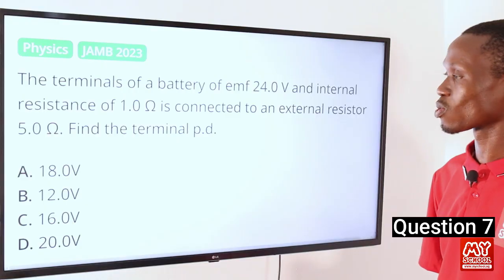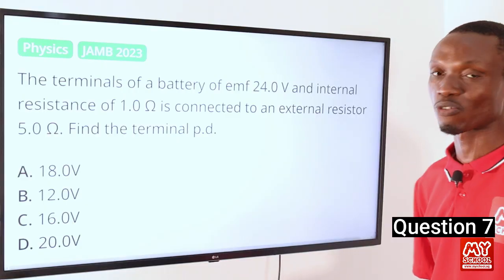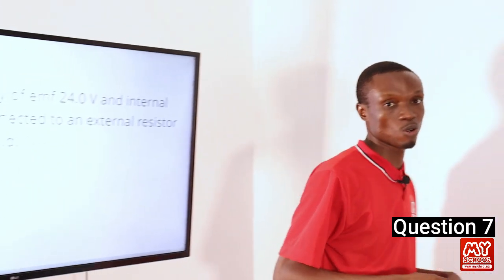Question 7. The terminals of a battery of EMF 24.0 volts and internal resistance of 1.0 ohm is connected to an external resistor of 5.0 ohms. Find the terminal potential difference. So let's move over to the board to solve this question.